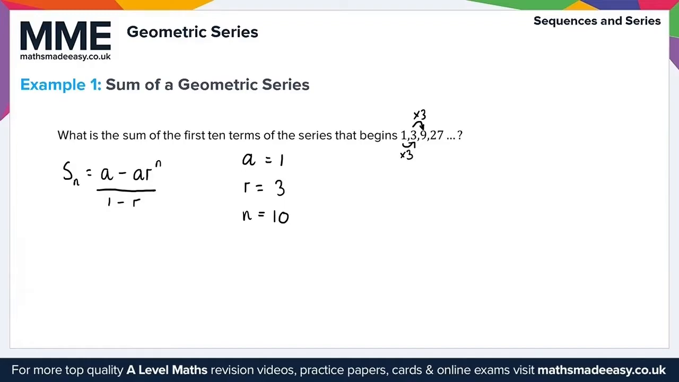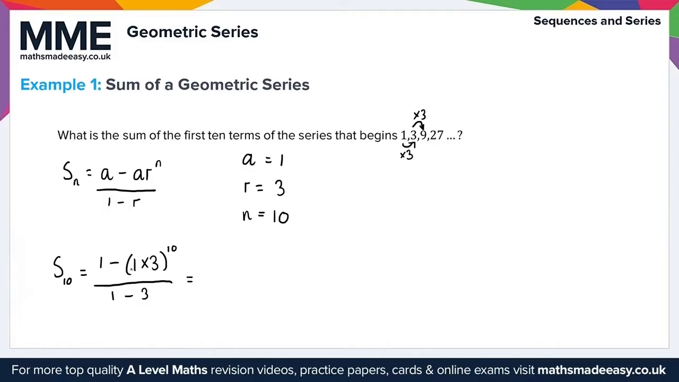All we need to do is simply substitute into our formula here for the sum of the first n terms, where we're looking for the sum of the first 10 terms. So in that case, we write this as S subscript 10. That's going to be A, which is 1, minus AR to the n. So I'm going to do this in a bracket now just to make it clear. This is 1 times 3, that's AR, and this is all to the power of n, where n is 10. And we divide this by 1 minus R, where R is 3. So 1 minus 3. And all we need to do now is simply evaluate this sum.